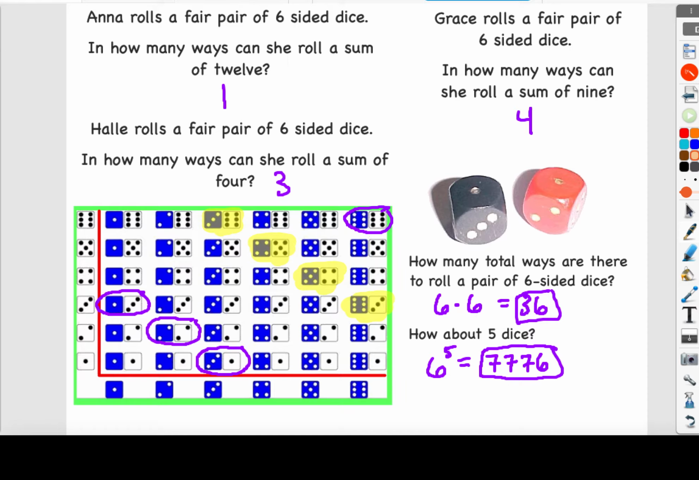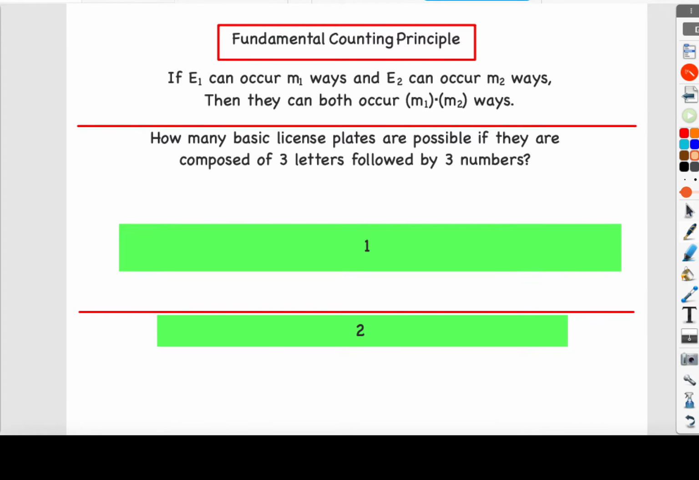Again, the idea of multiplying basically goes to what we call the fundamental counting principle. If you have an event E sub 1, right, that can occur M sub 1 ways, and E sub 2 can occur M sub 2 ways, well, then the ways that they can occur together are basically just multiplying the two, M sub 1 times M sub 2. So, a couple of simple examples here for you.